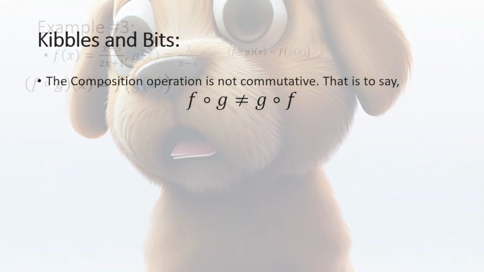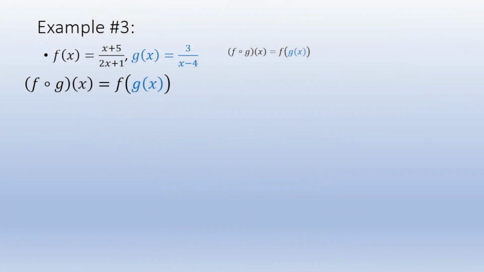So now let's take a look at a little bit of a challenging example here. Here we have the function f of x equals (x plus 5) over (2x plus 1), and g of x equals 3 over (x minus 4). When we take the composition here, f composite g of x equals f of g of x. We're taking f of whatever g of x is, which in this case is 3 over (x minus 4). F of 3 over (x minus 4), understand what this means?